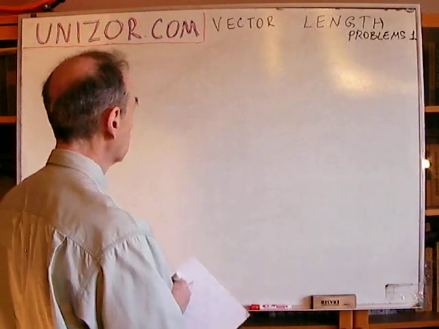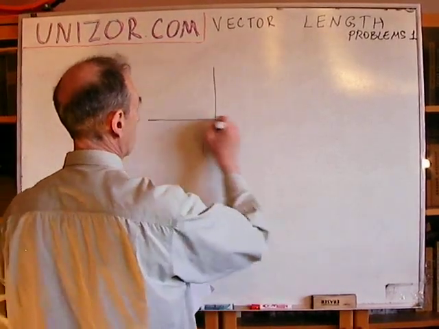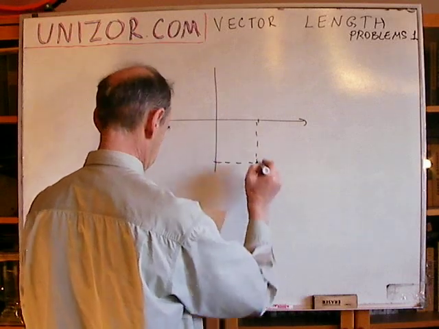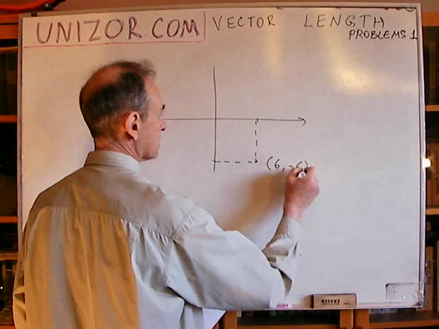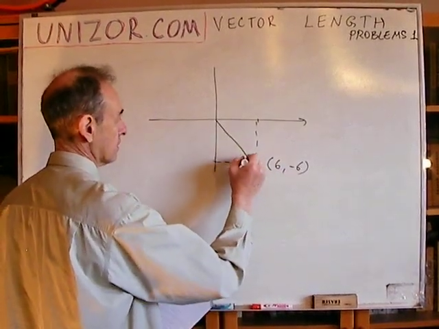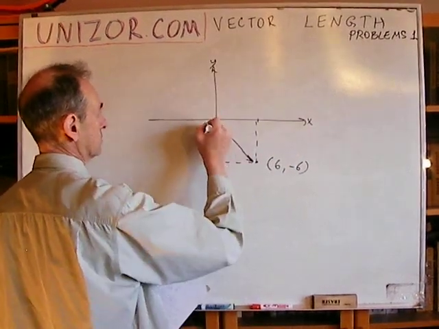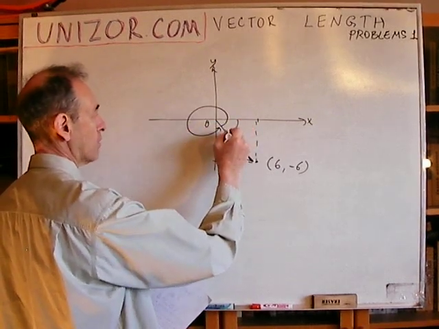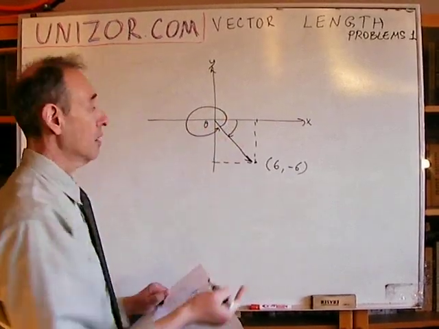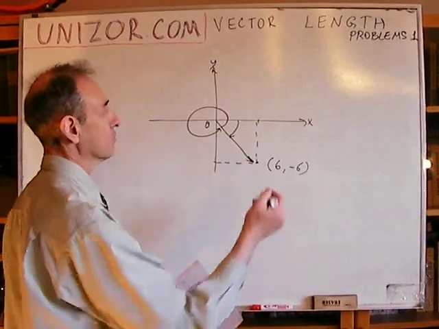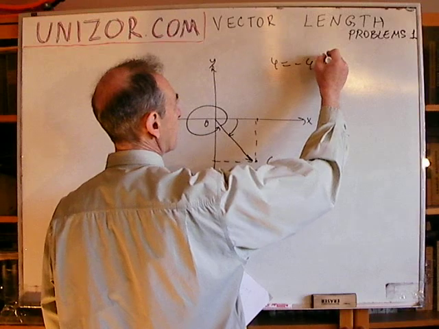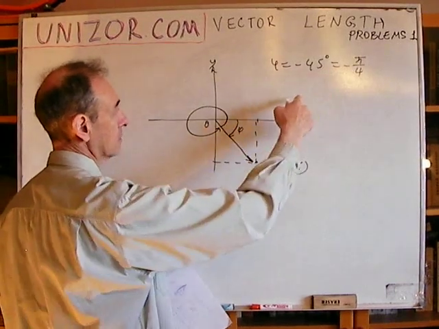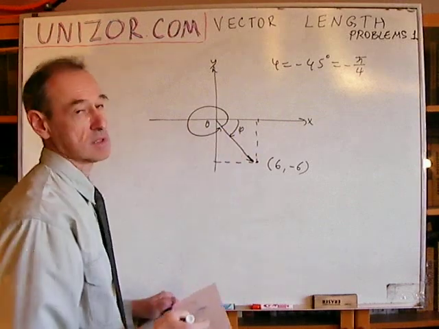Now, similar problem, different coordinates. So it's 6, minus 6. This is the vector. So, what is the angle? It's either this one or this one. This is positive direction, this is negative direction. Well, obviously it's easier to use negative direction. It's obviously minus 45 degrees, so phi is equal to minus 45 degrees or minus pi over 4 in radians, right? This angle, phi. So negative angle minus pi over 4 is exactly the same as this one.